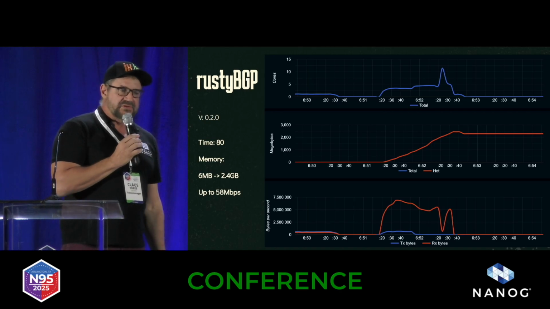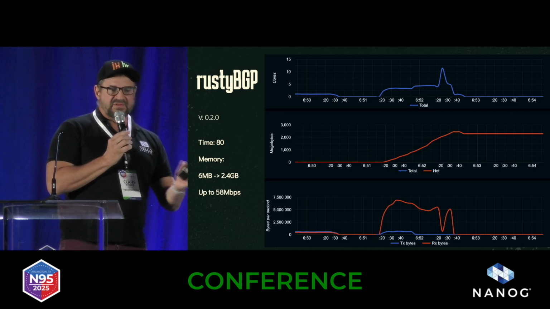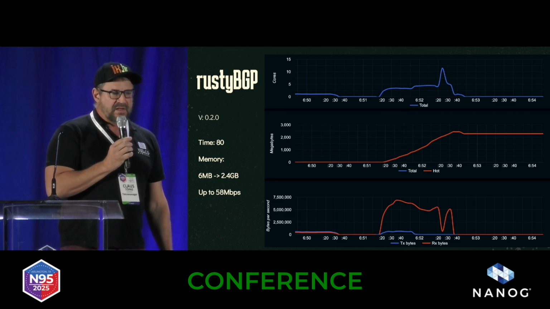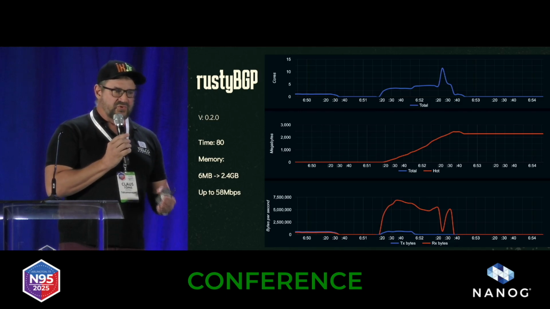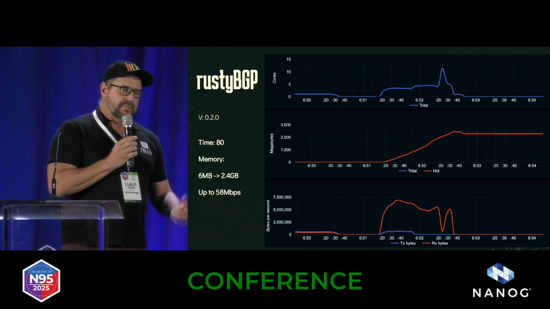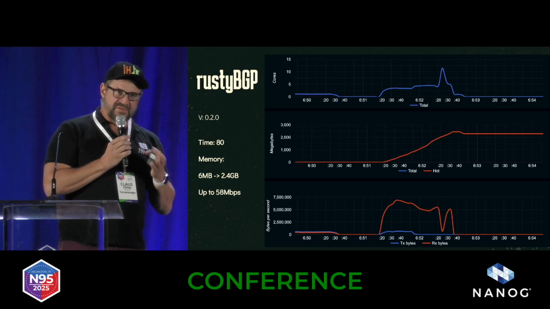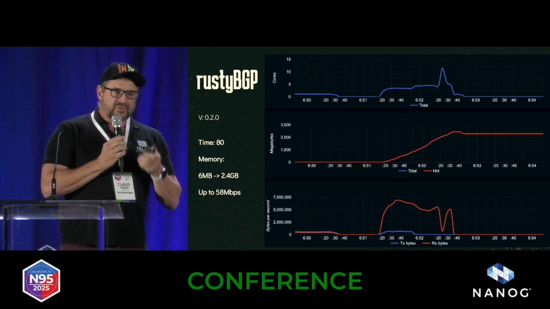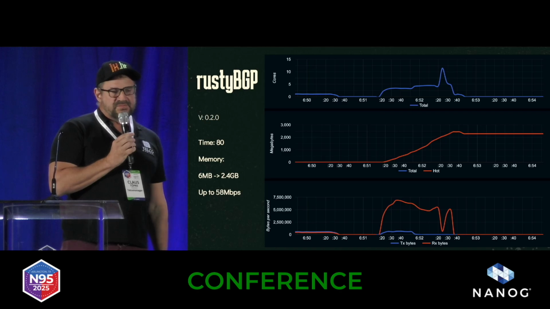So the bandwidth goes to 58 megabits per second to transfer the table. And it's also very optimized in terms of memory. It just consumes 2.4 gigabytes. Compared to FRR, it's almost 5 times less for 5 million routes. And it also came really quickly, in 80 seconds.